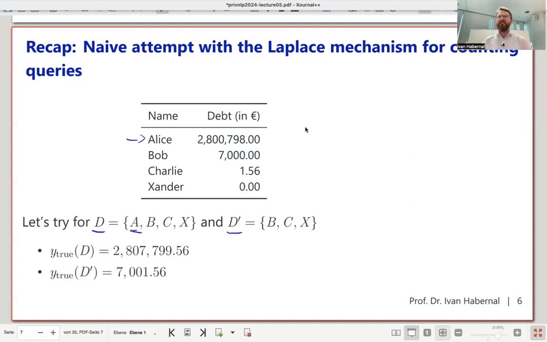It's like just 4 persons in the database. So the true value of the sum for the full database D would be 2 million something, and when we remove Elise, it was much smaller.